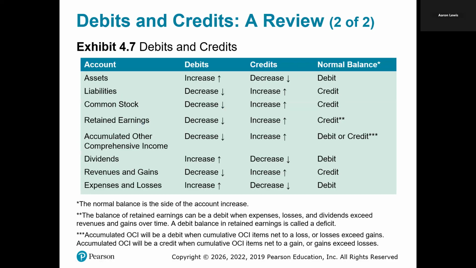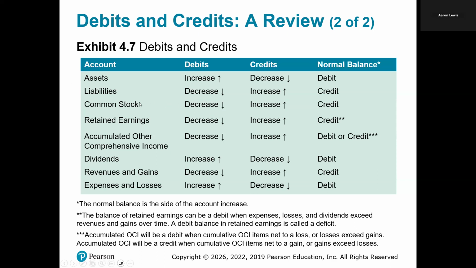And there's rules for that. Assets increase on the debit side and decrease on the credit side. So if you have an asset in your transaction that you know is going up, well, it's going to need a debit. Liability accounts work the opposite. They decrease on the debit side and increase on the credit side. Common stock accounts, in fact, all equity accounts work the same way as liabilities. They all decrease on the debit side and increase on the credit side.